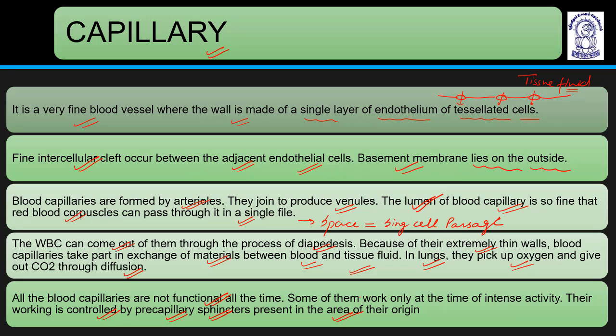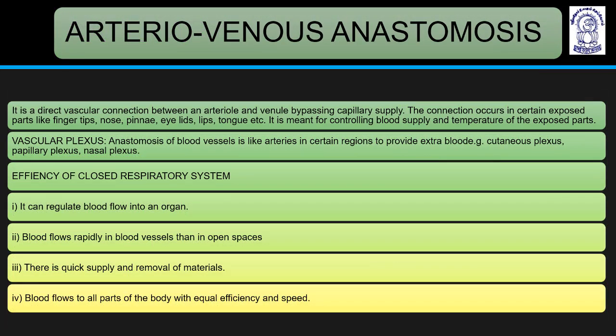Now moving to the next slide, arteriovenous anastomosis. Anastomosis means junction. It is a direct vascular connection between arteriole and venule, bypassing the capillary bed. When they are not making capillaries, they come in direct contact with each other.